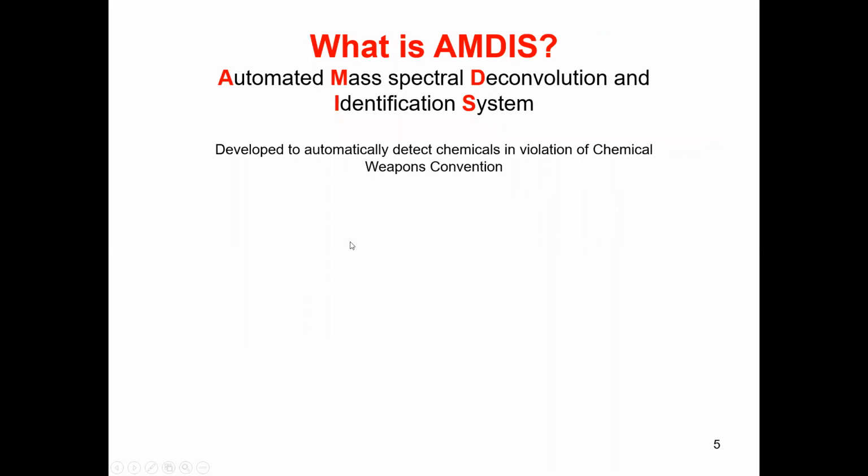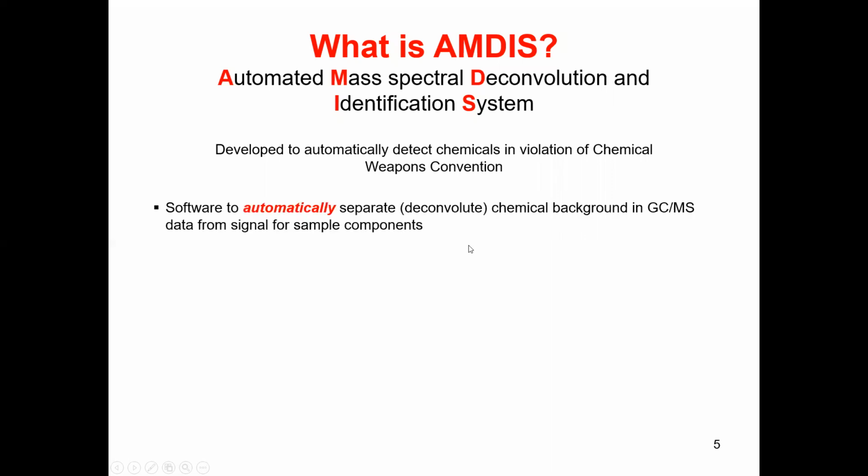Well, what is AMDIS? AMDIS is an automated mass spectral deconvolution and identification system, but it wasn't developed really for users that wanted to do qualitative analysis, but that's what I will be talking about, qualitative analysis using AMDIS. It was really developed to automatically detect chemicals in violation of chemical weapons conventions. What it does is it is software to separate, in a sense, deconvolute, separate the chemical noise from the GC mass spec component of interest so that you can get a good search for it to see if you have an identification.